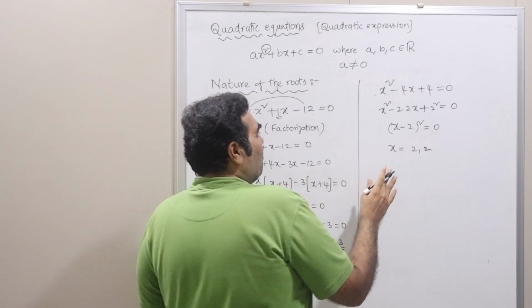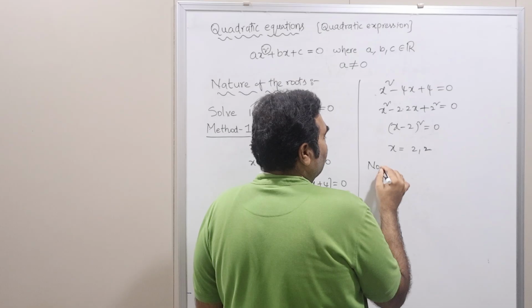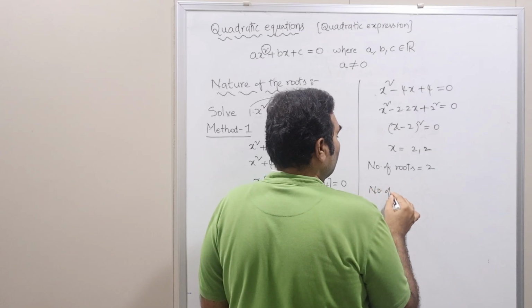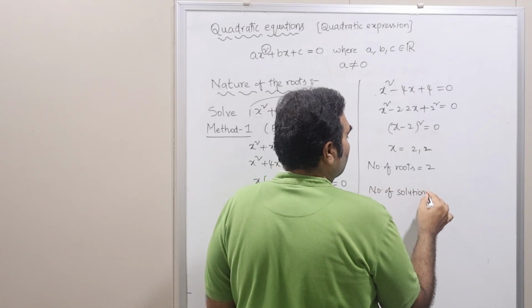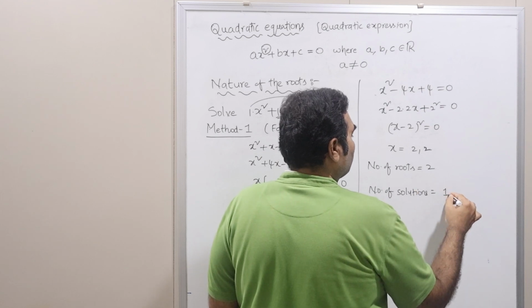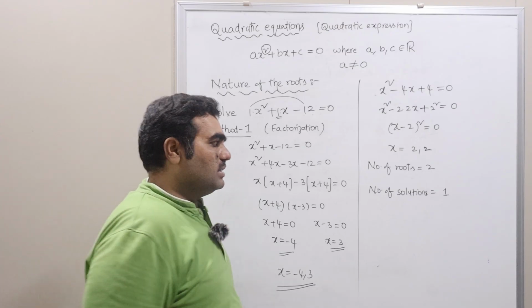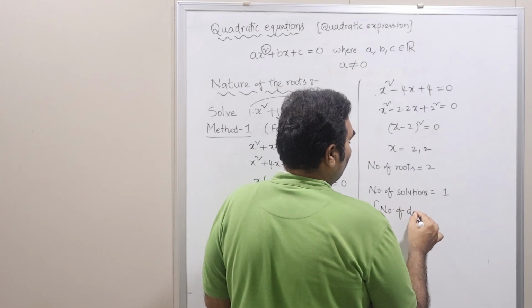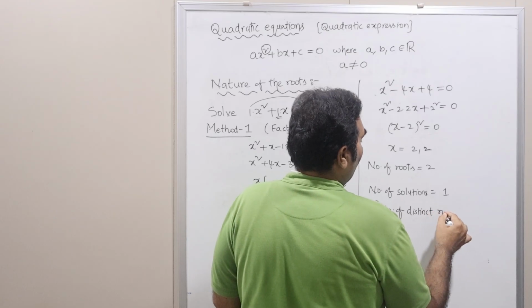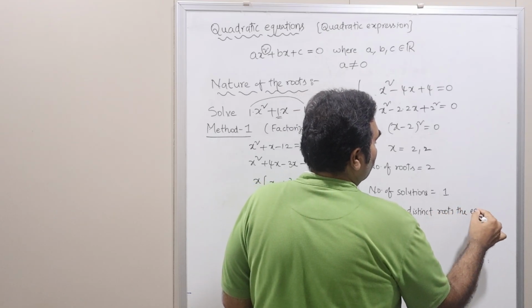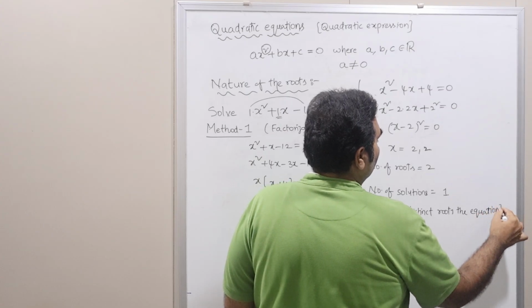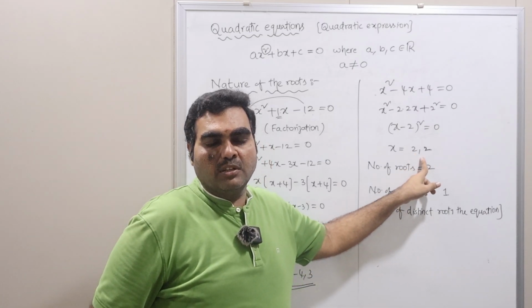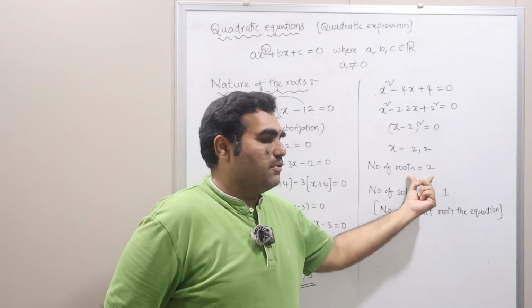Now, what is the number of roots here? It is equal to 2. What is the number of solutions? The number of solutions is not 2, it is 1. Why? Because the number of solutions is always nothing but the number of distinct roots of the equation. In this case, the number of distinct roots is 1. 2 is repeated here, it's not distinct. So the number of solutions is equal to 1, and the number of roots is equal to 2.